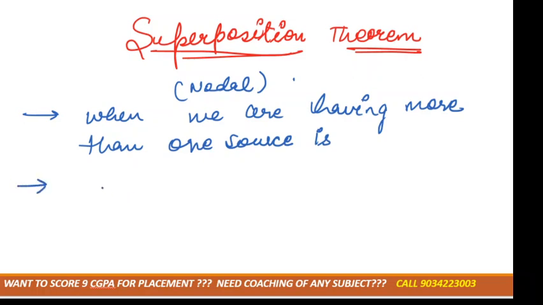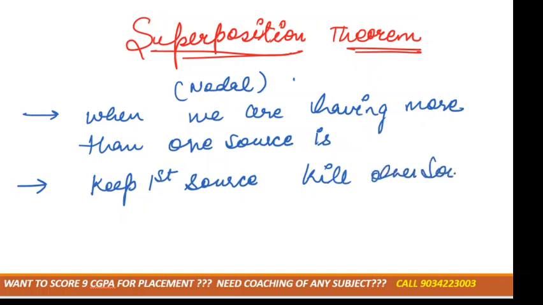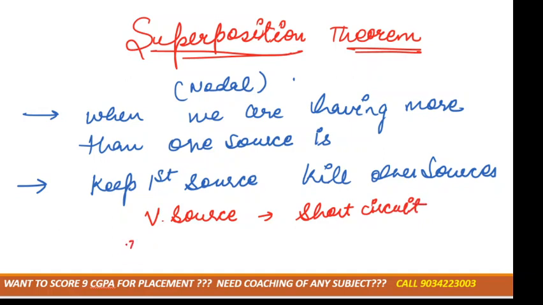Okay, we have to keep one source, the first source, and we have to kill the other sources. What do you mean by killing other sources? If there is a voltage source, then that needs to be short circuited. And if there is a current source, then that needs to be open circuited.